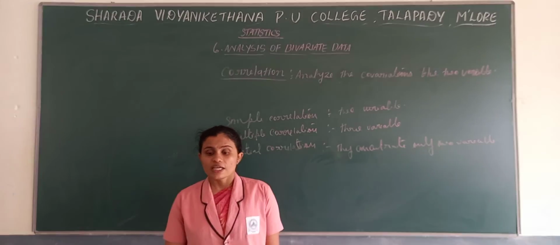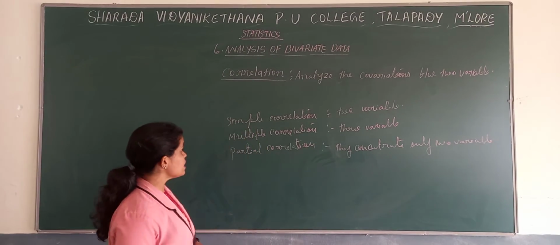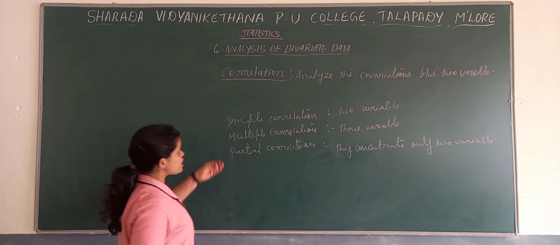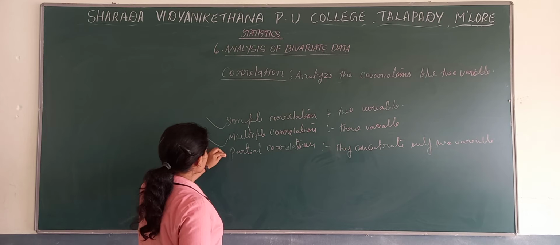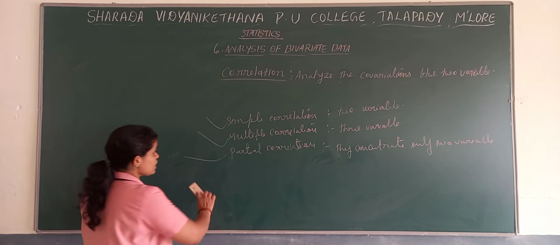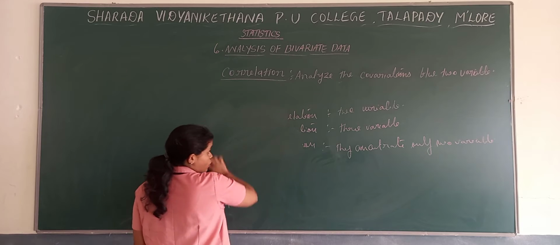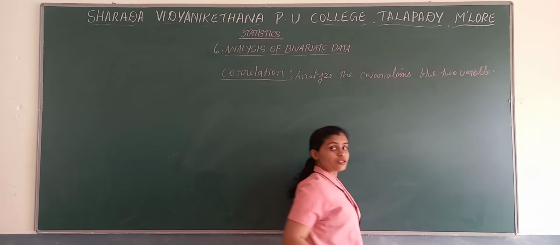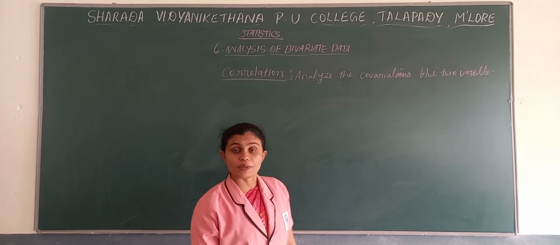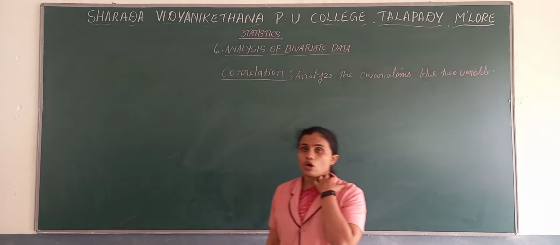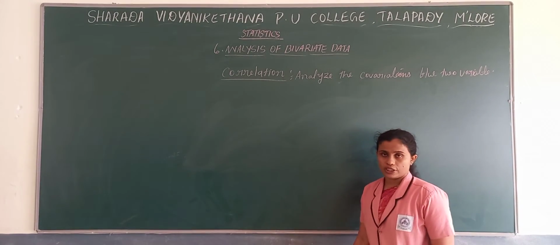So correlation may be of three kinds. It may be simple, or it may be multiple, or it may be partial. So correlation is a statistical device which measures the degree of relationship between two variables, and it may be a simple correlation, or a multiple correlation, or a partial correlation.